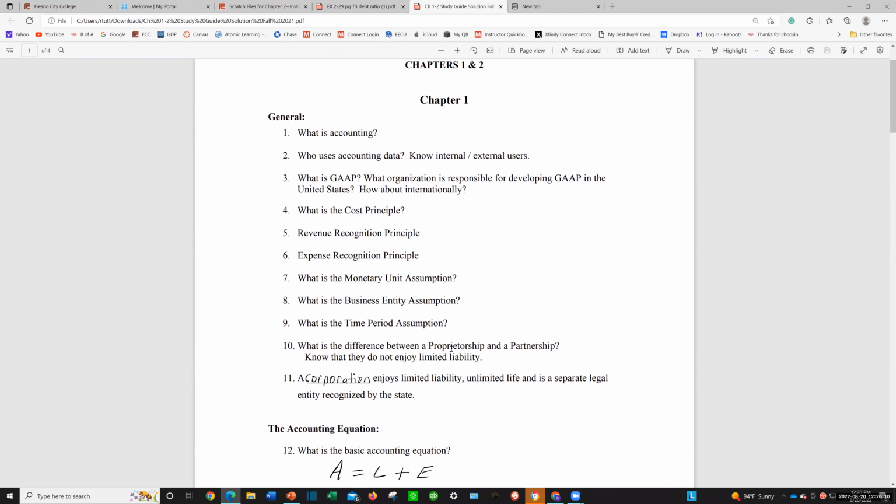And know the difference between a proprietorship and partnership. Well, proprietorship is one owner and partnership is more than one owner. And know that they do not enjoy limited liability. So, if the business gets sued, not only can they go after your business assets, they can go after your personal assets. So they can go after your company building and they can go after your personal house. For that reason, people like to incorporate because they enjoy limited liability, right? And you can read all about that.